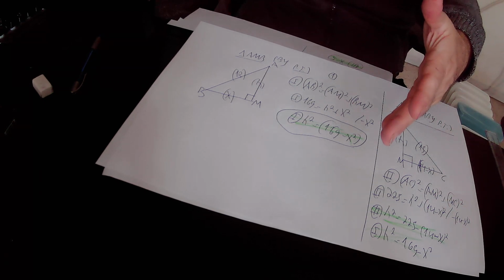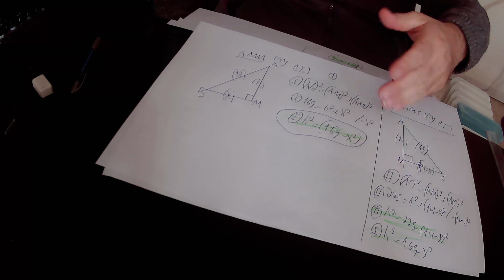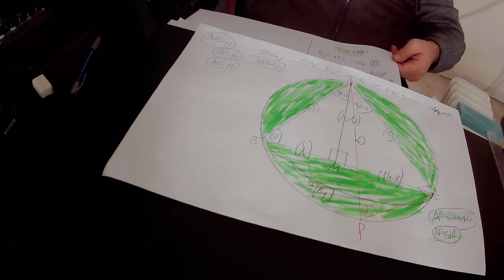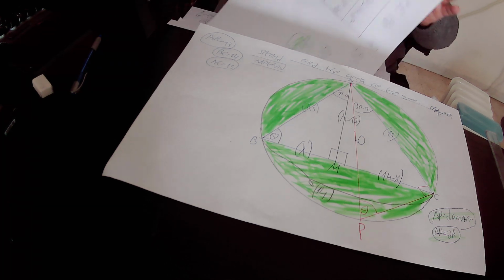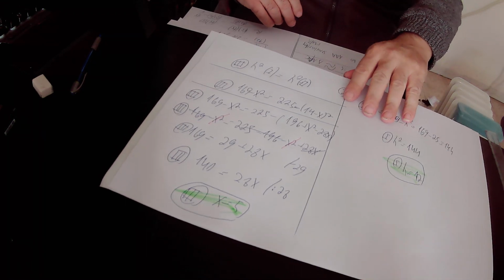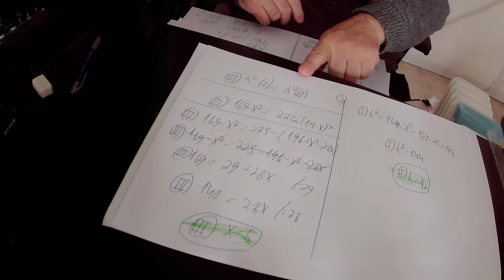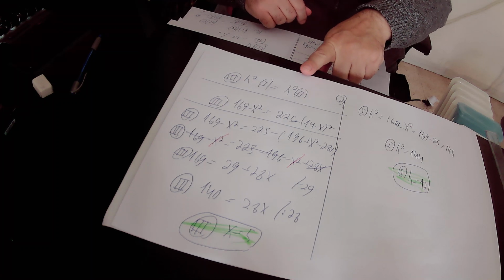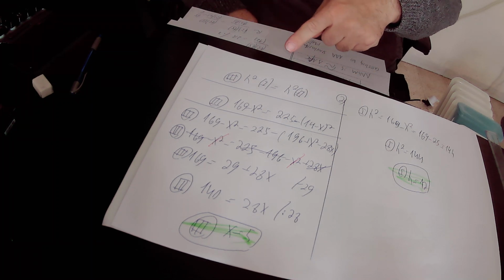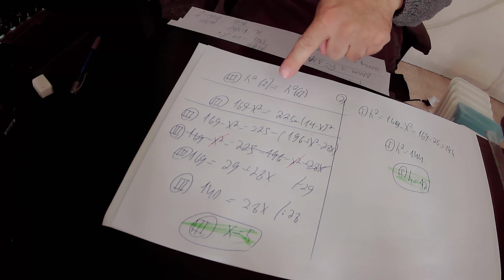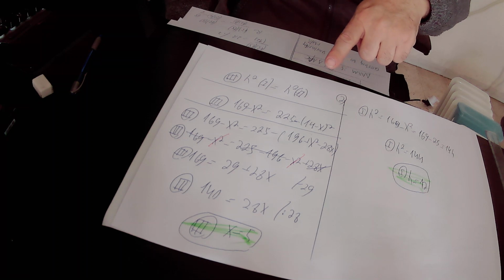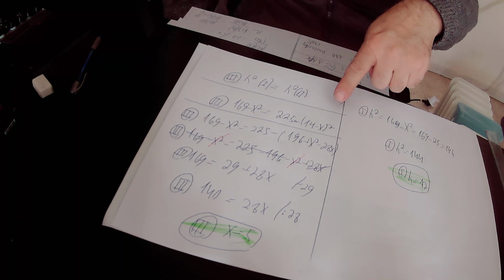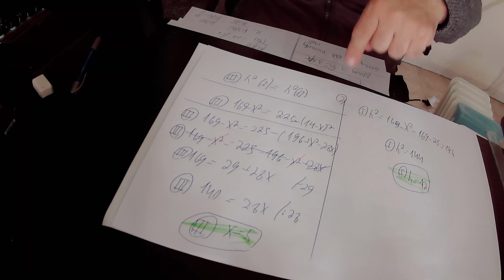So we have two different expressions for H square, therefore we created equation number 3. Equation number 3 states that H square according to equation number 1 must be equal to H square according to equation number 2. H square according to equation number 1 equals 169 minus X square, and it must be equal to H square according to equation number 2, which equals 225 minus (14 minus X) square.